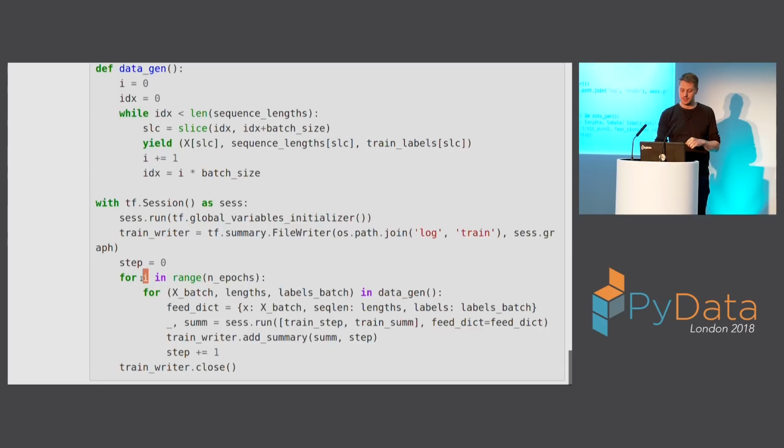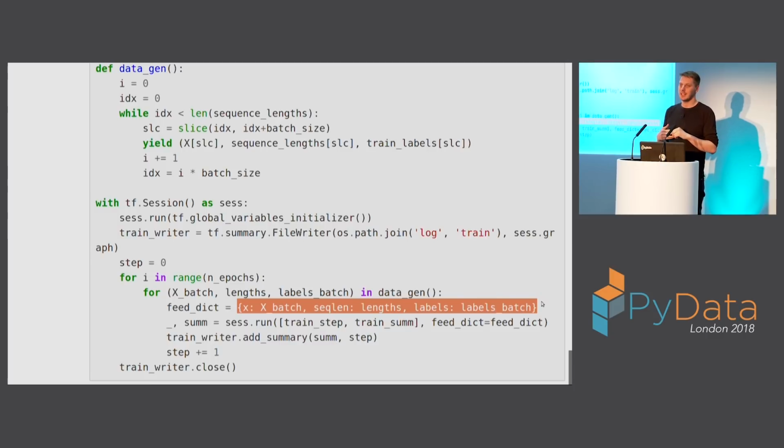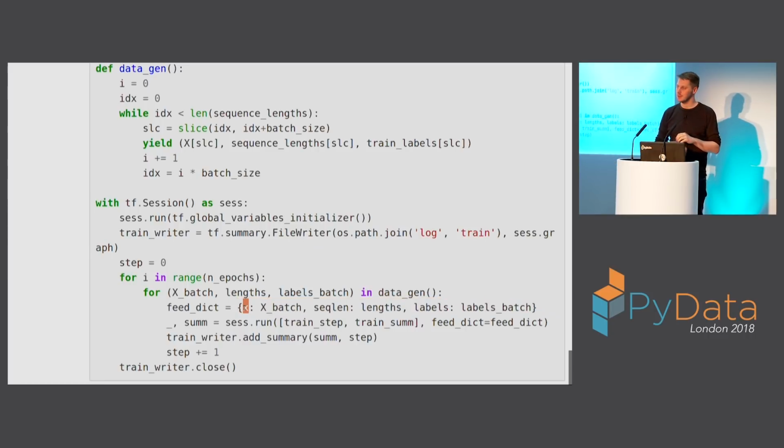And then we just loop over the number of epochs, and we loop over all these batches. So we have the input, the length, the labels, and you create a feed dict for your model. So in the very first cell you saw us defining these placeholders. This is how you fill those placeholders. So x here is still the variable pointing to the tensor. The next batch is just this NumPy array that you feed in.